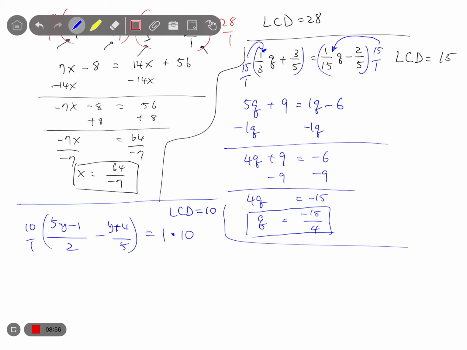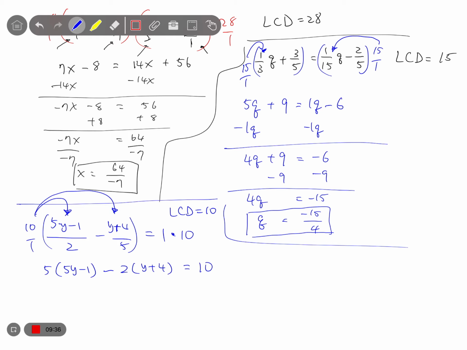So same idea, 10 divided by 2, right? If I distribute 10 into the first fraction, the denominator is 2. So 10 divided by 2 is 5. So I have 5 times 5y minus 1. Okay, notice I put the parentheses around 5y minus 1. Minus, same thing. When the 10 distributes into the second fraction, right? 10 divided by 5 is 2. So I have 2 times the parentheses y plus 4. Equal, the right-hand side is pretty straightforward. 1 times 10 is 10. Nothing tricky about that.